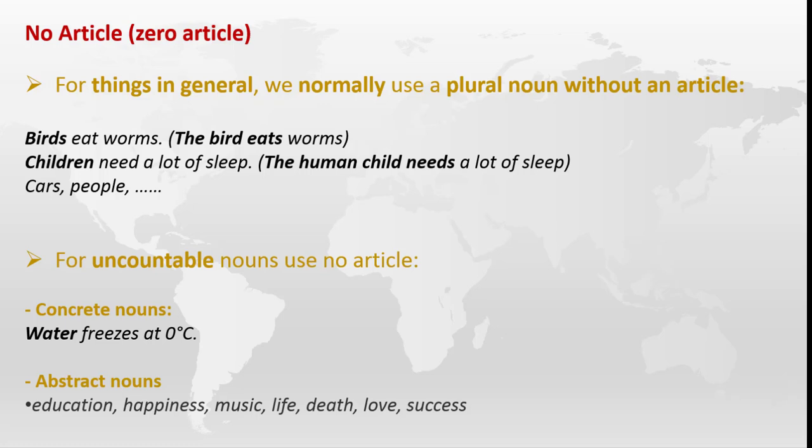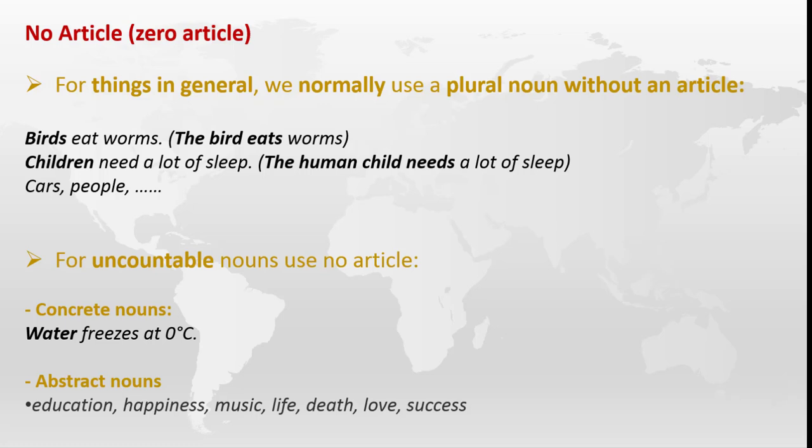The other one, for uncountable nouns, we use no article. So let's first divide the uncountable nouns in two forms. Concrete uncountable nouns, like water, powders, liquids, gases, grains, beans, everything which is solid or gas. We can call them concrete nouns because we can sense them or feel them with one of our five senses. We can see them, we can touch them, we can hear them. So they are objects. I can say water freezes at 0 degrees centigrade.